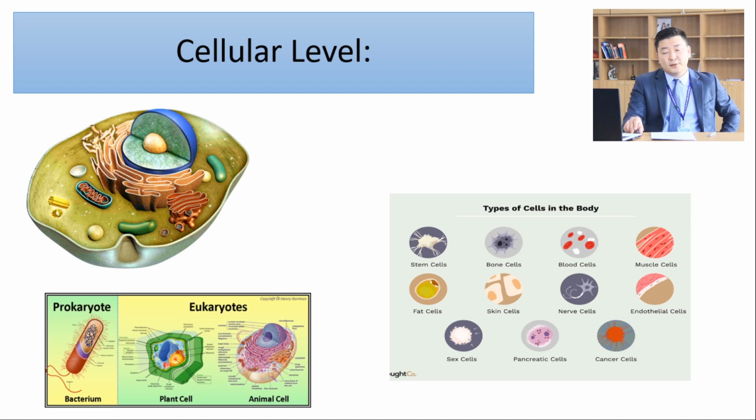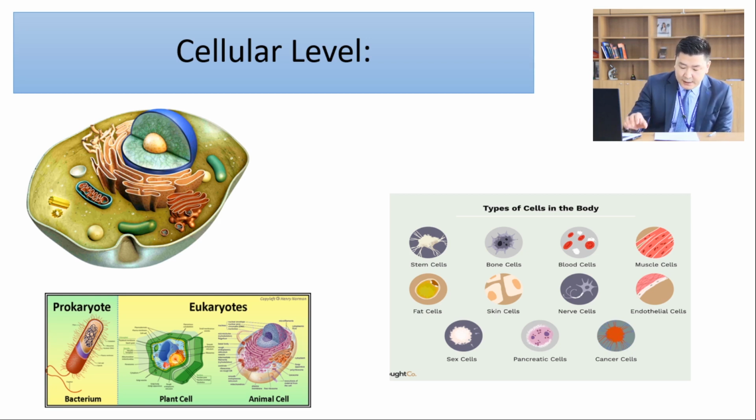Next level, cellular level. Cell is a structural and functional unit of life. It's considered the smallest unit that is alive. Some organisms are only made up of single cell. We have picture of prokaryote. As an example, yeast are single-celled living organism. Generally, each cell is made up of membrane and nucleus and cytoplasm.